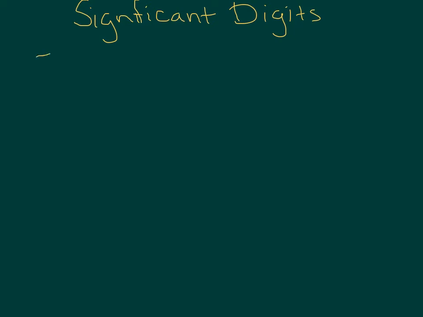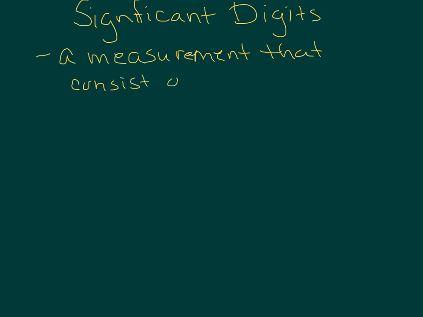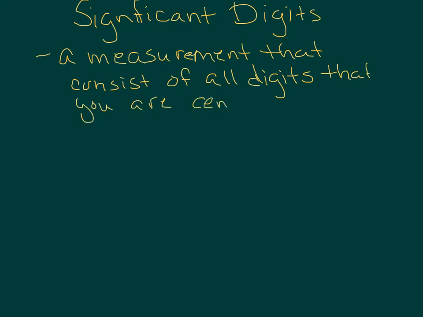It is defined as a measurement that consists of all digits that you are certain of, and one digit that you are not sure of, that you had to estimate.